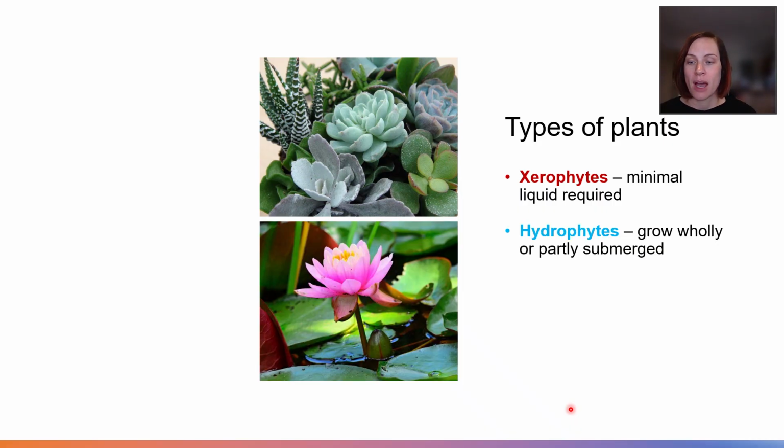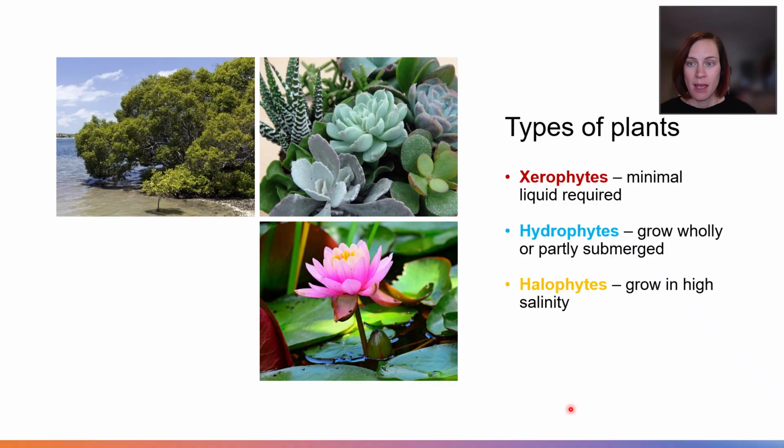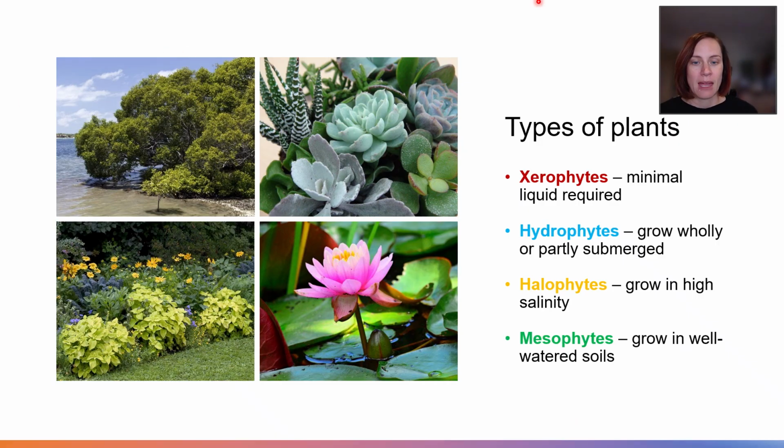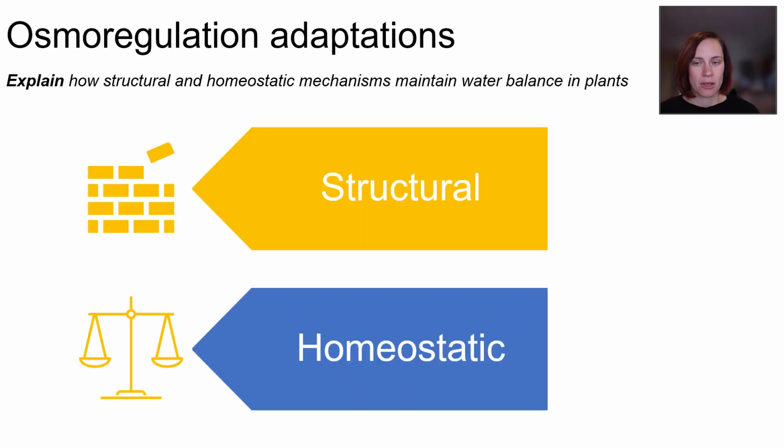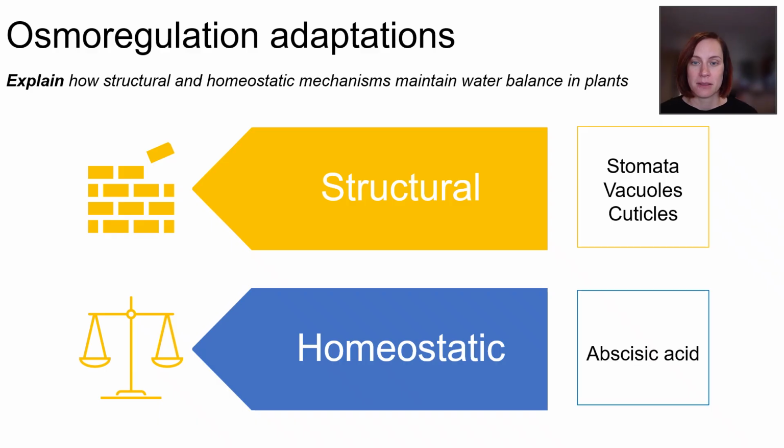We have hydrophytes that are adapted to grow wholly or partly submerged in water or wet environments. We've got halophytes, which are plants that grow in waters of high salinity, so we could be talking about mangroves here, and mesophytes are the gardeny plants that we're prone to think about if we think about plants. All right, so structural and homeostatic mechanisms, or adaptations, pardon me: stomata, vacuoles, cuticles, and abscisic acid.